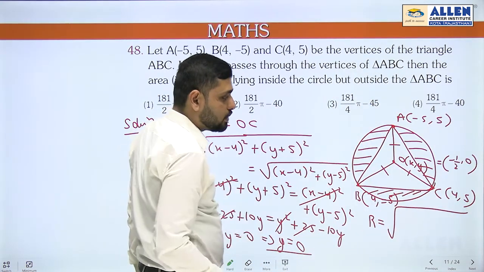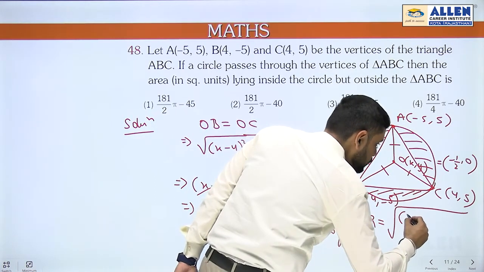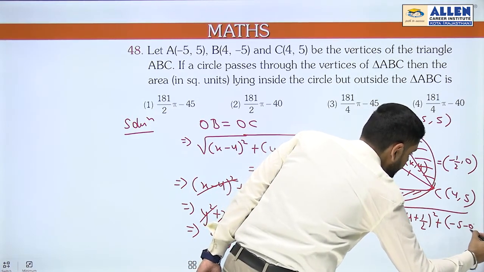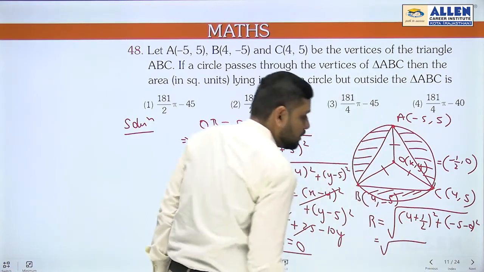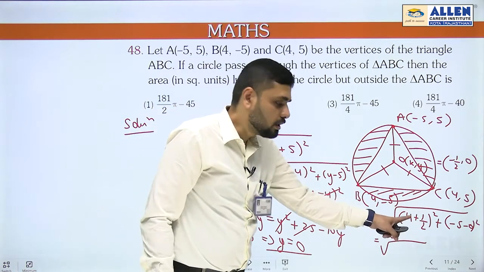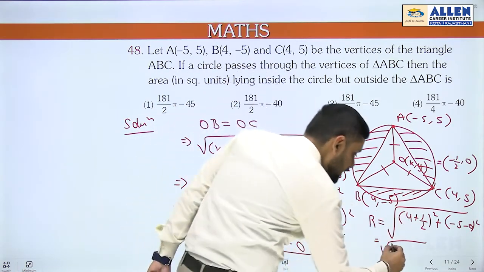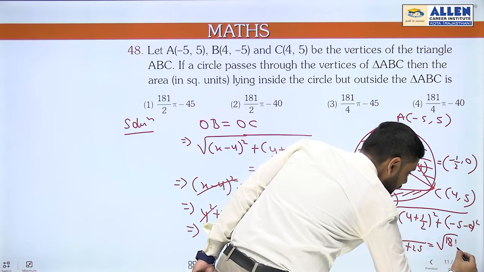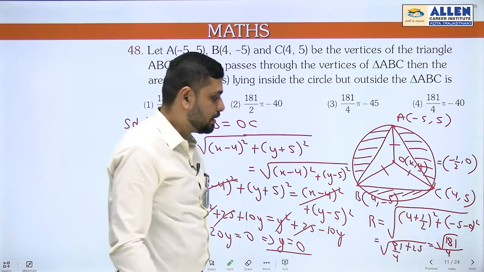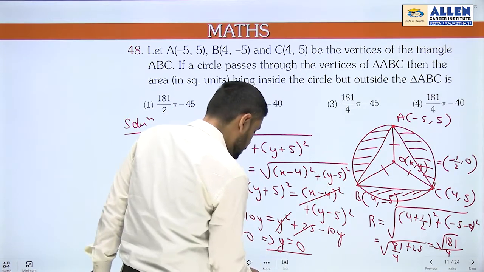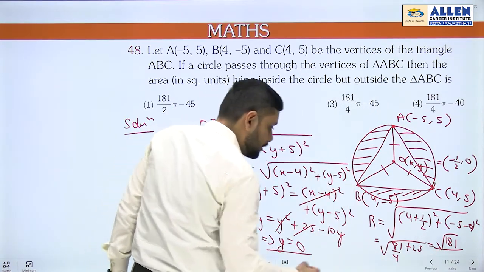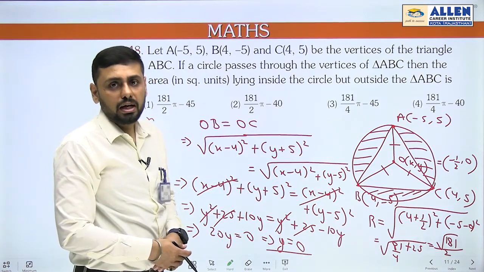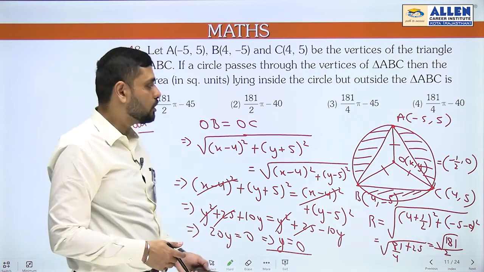And now we'll use the distance formula again. So we'll get (4 + 1/2)² + (-5 - 0)². After simplification, if we take the LCM, we'll get (9/2)², that is 81/4, plus 25. If we simplify, we'll get 181/4. Under the root, 181/4, the 4 becomes 2 when taken outside the root, so it becomes √181 / 2. So this is the radius we got, and now by using this radius, we'll find the area of the circle.